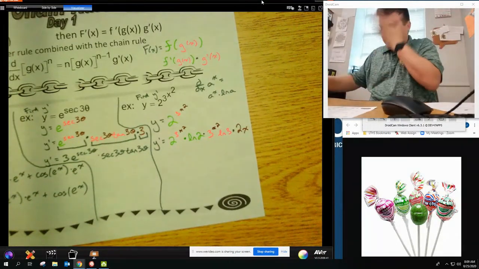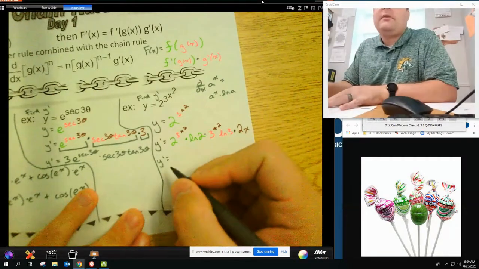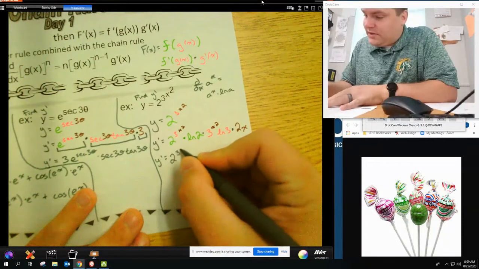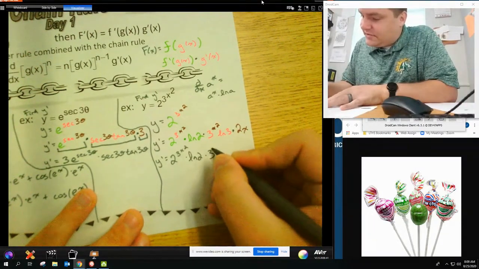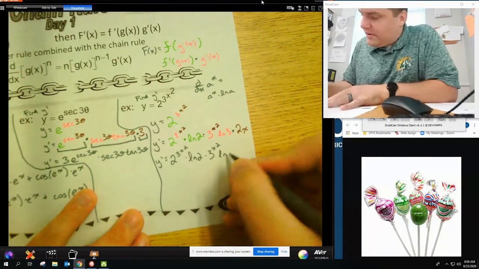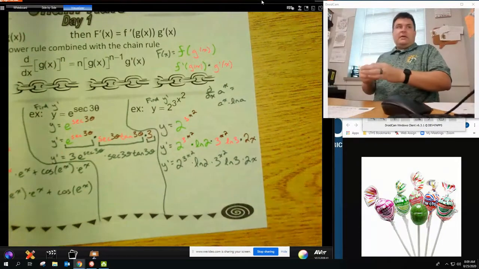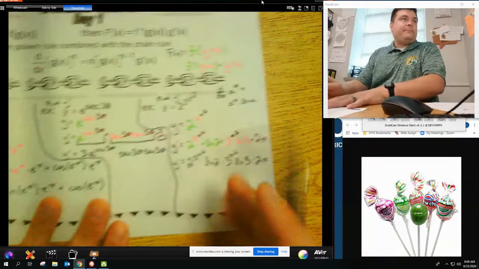If you're not a fan of all the colors or whatever, so I'll go ahead and rewrite it for you right here. We're going to get 2 to the 3 to the x squared times ln of 2 times 3 to the x squared ln of 3 times 2x. And right there, that is your final answer with all of that.